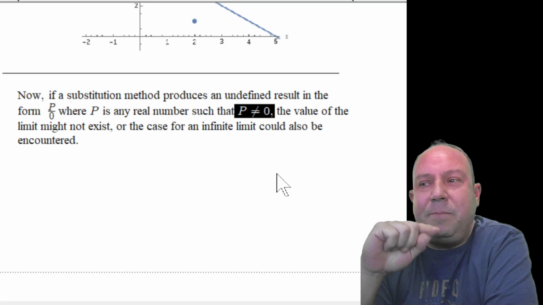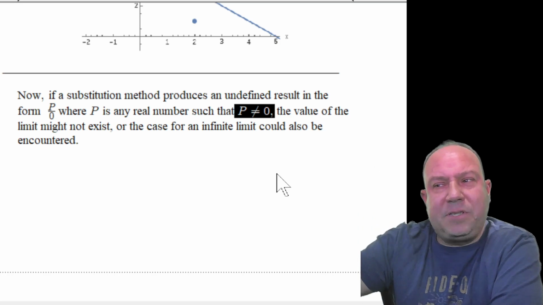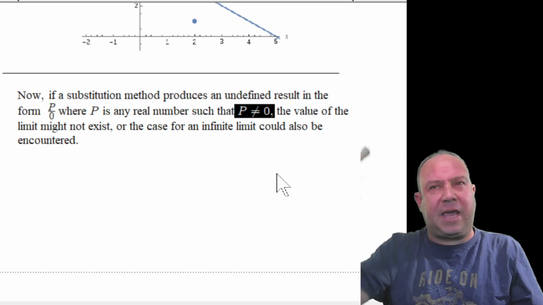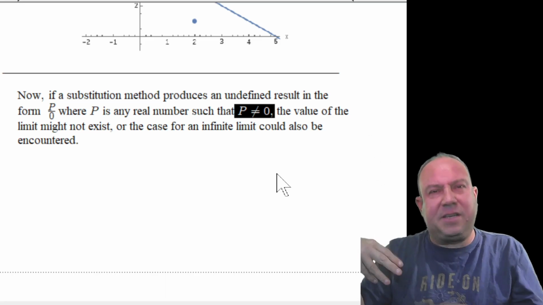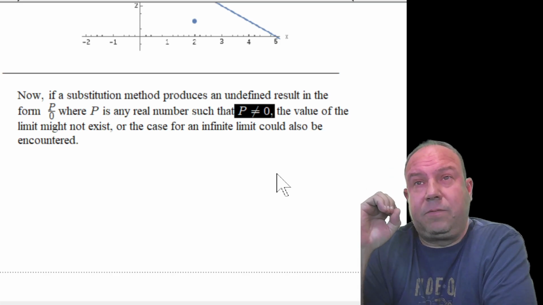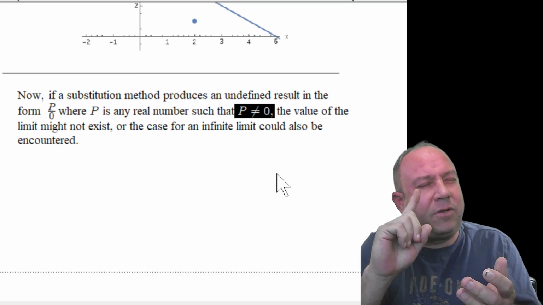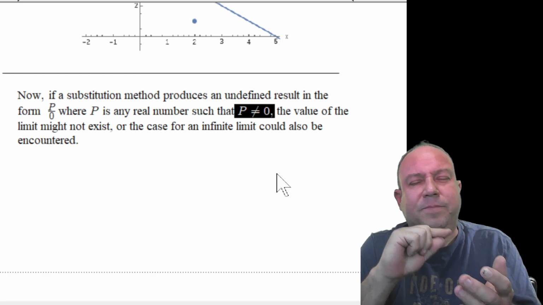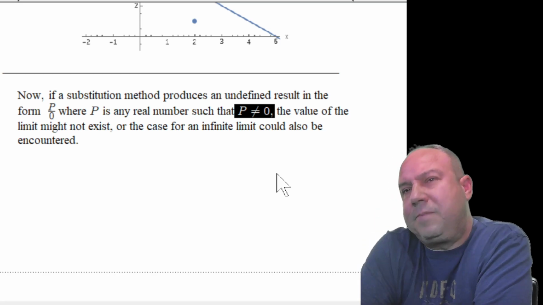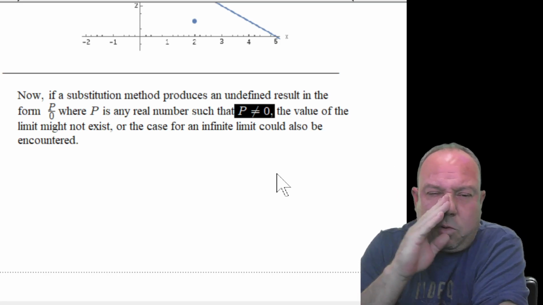But sometimes it gives you an undefined result, which means the numerator is some real number that can't be the value of 0, and the denominator is the value of 0. Remember in math, if you take any number other than 0 and divide by 0, that is undefined in its result. You go, well, what about 0 over 0?